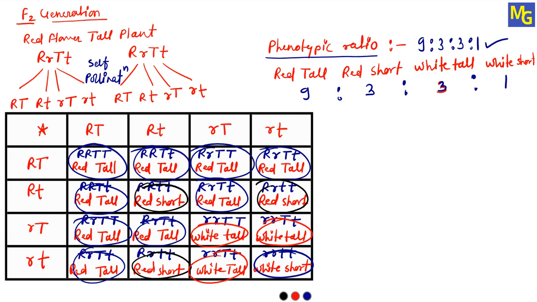So here we have completed the answer of this question. I hope you have understood this answer. I have explained very clearly and neatly. Now remember one thing, in this they have asked red and tall. If they use any other characters, then also you should be able to solve this checkerboard.